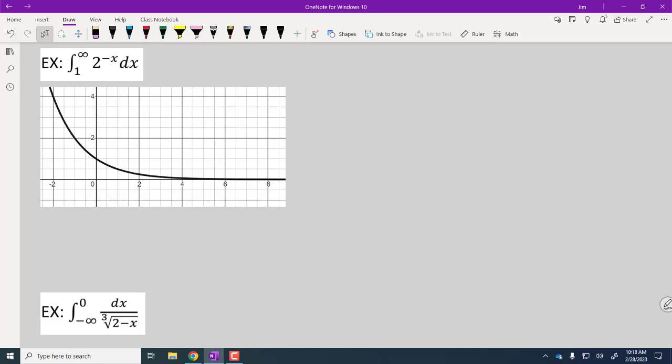All right, so again, very first step, you immediately write limit, always. So the limit as b goes to infinity. So you recognize that it's improper because you have an infinity staring at you. Then we turn it into a definite integral. So we're going to go limit from 1 to b of this function dx.